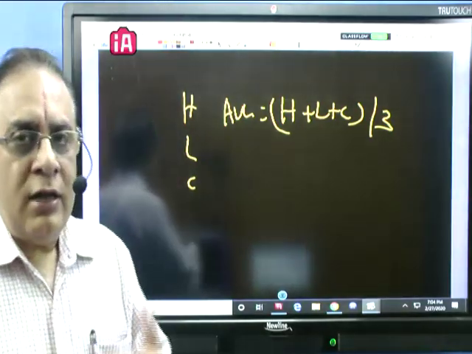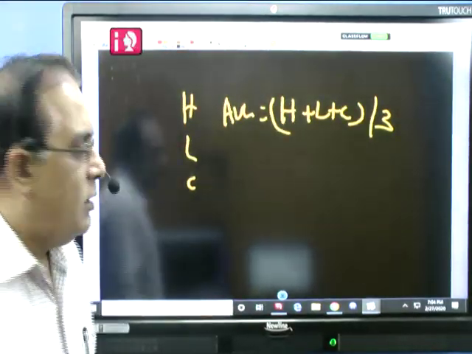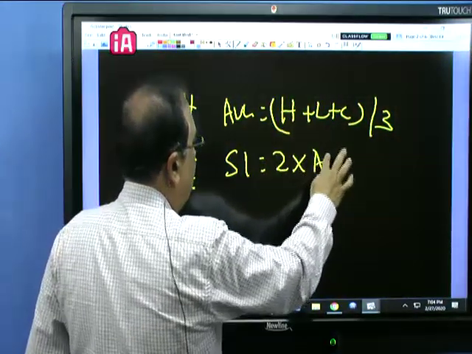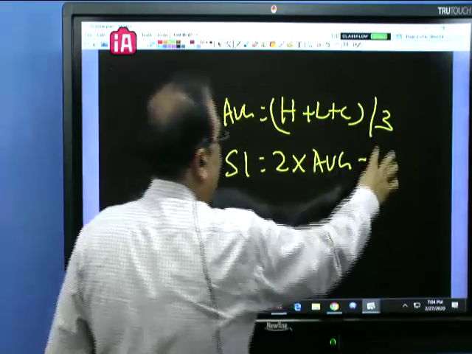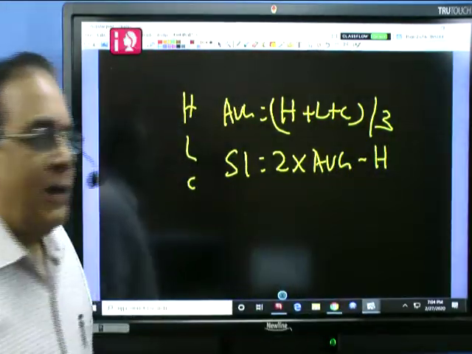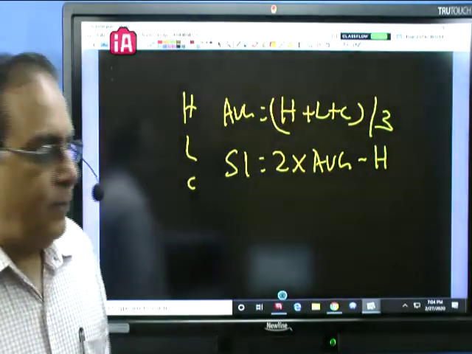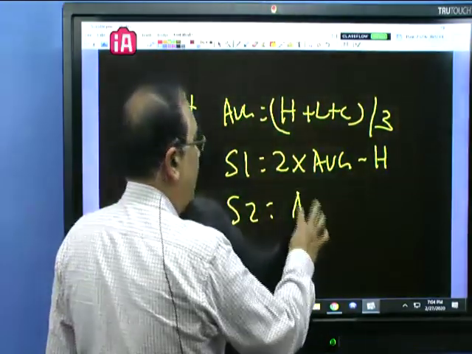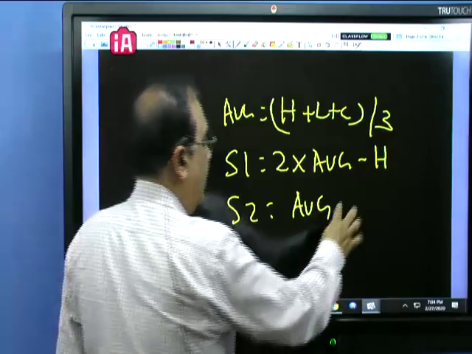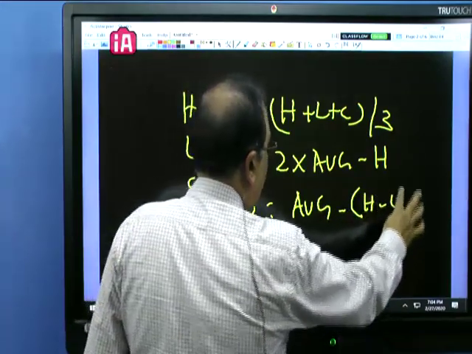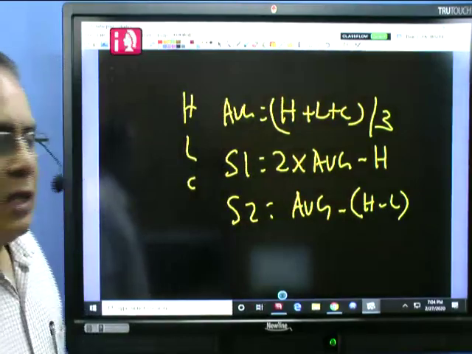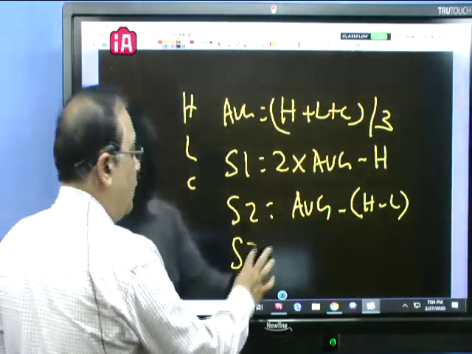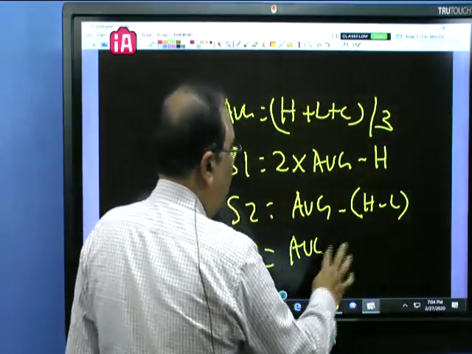Then let us work out the subsequent support and resistance levels. The first support level, which they call S1, is 2 into average minus the high of the previous day. Now the second support level, S2, is nothing but the average minus the previous day's range, that is, average minus (high minus low). This is S2. Then the third support level is S3, which is average minus 2 into the range.